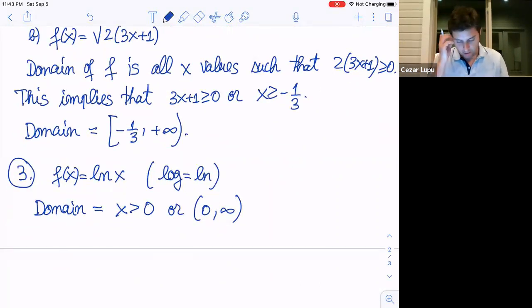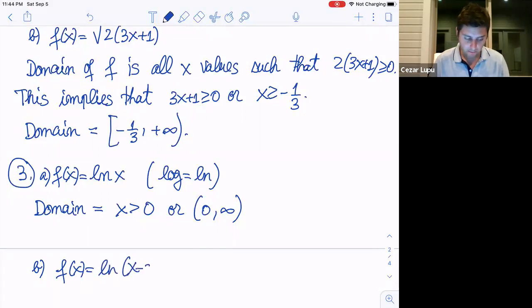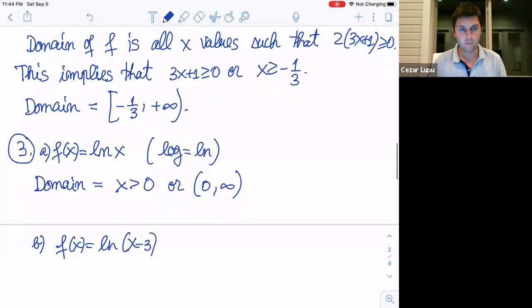Okay, now this is the first example. Now the second one, let's take f of x equals ln of (x minus 3). We have said previously that the domain of ln of x is all positive real numbers. And in this case, the domain is nothing else than all the quantity here.